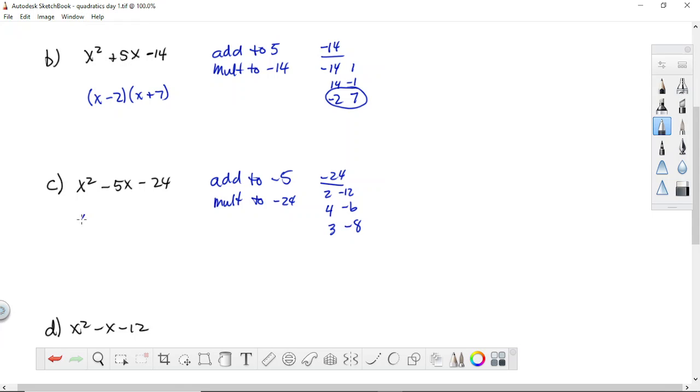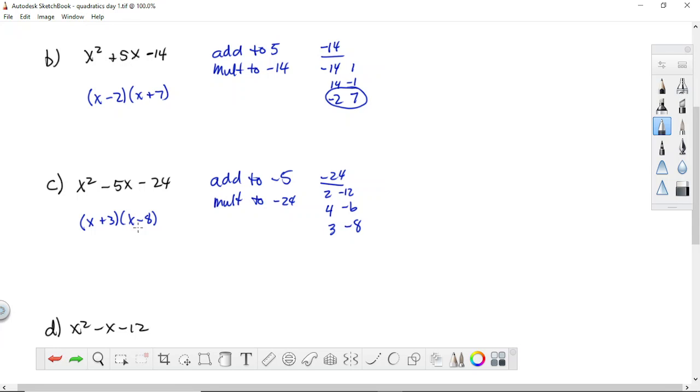We take x plus 3 and x minus 8. The 3 and the 8 that we got from over here, that's where they go. And we could quickly check this. We get x squared. X times negative 8 is negative 8x. 3 times x is positive 3x.